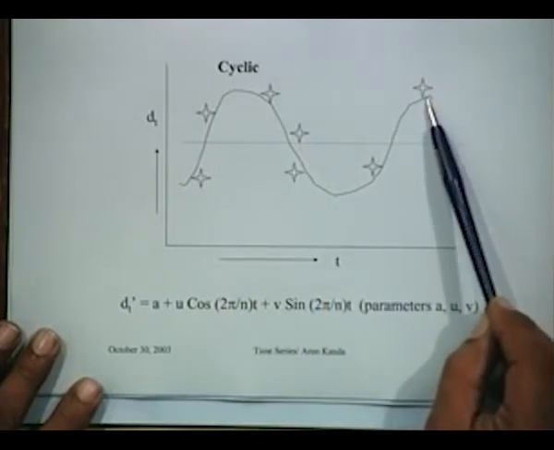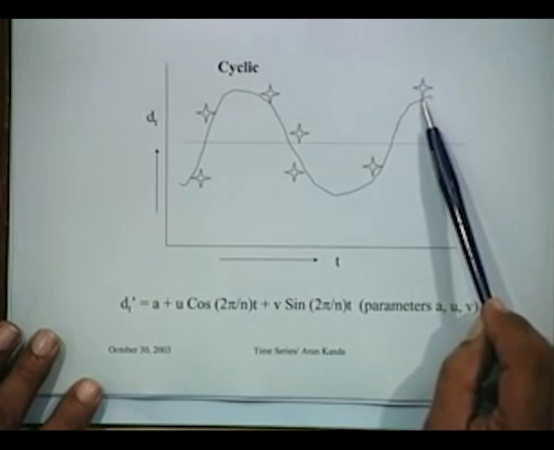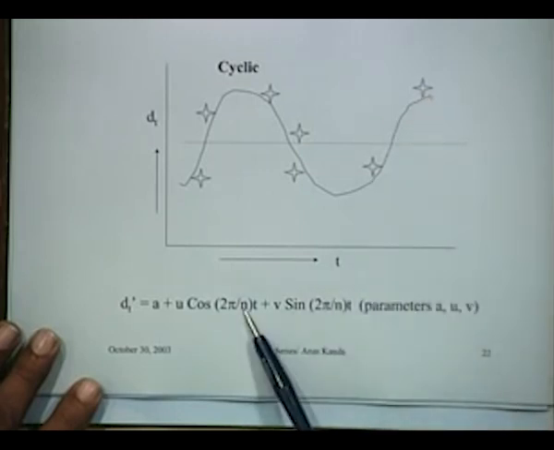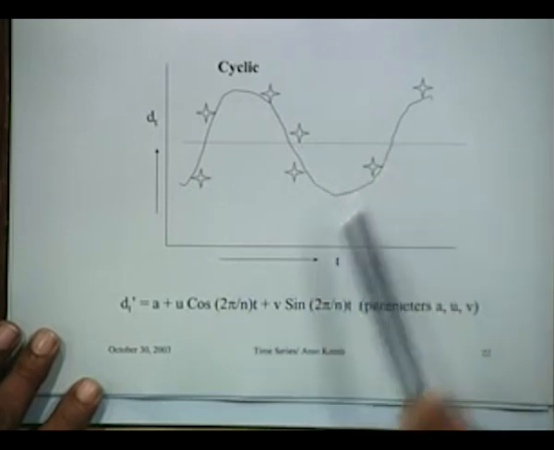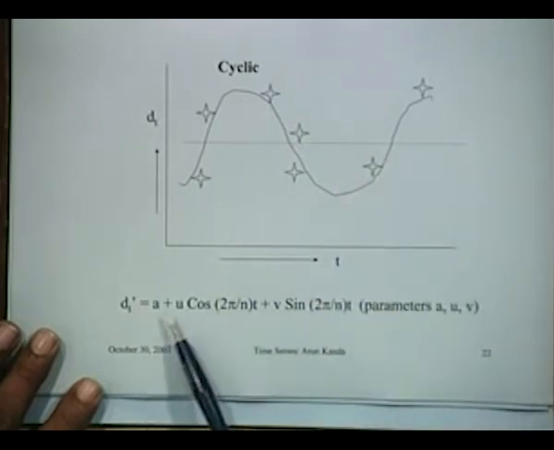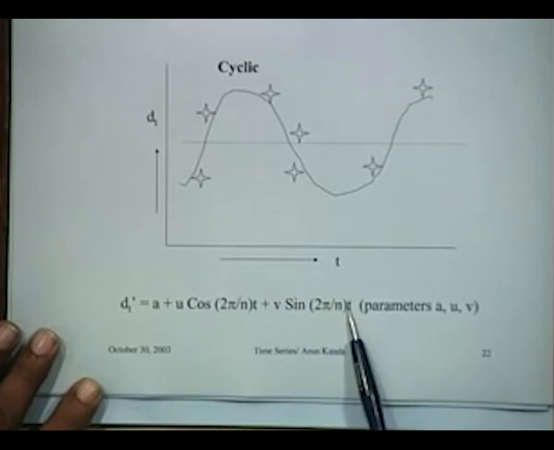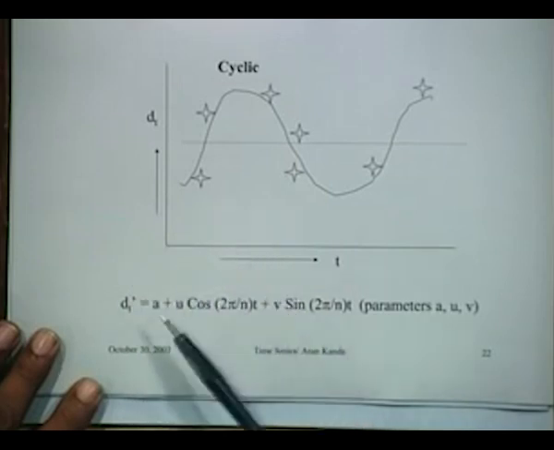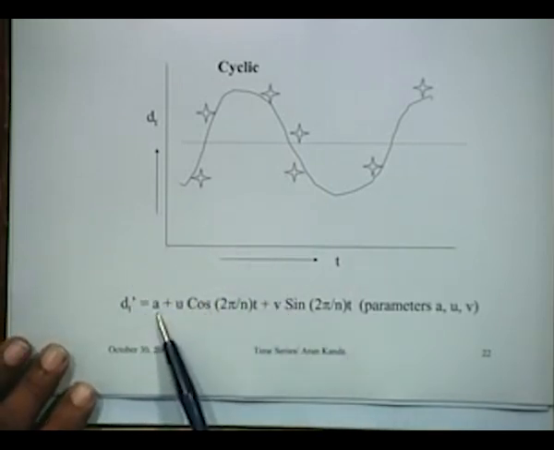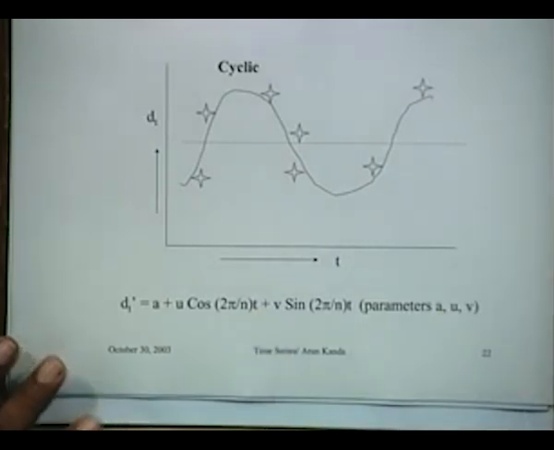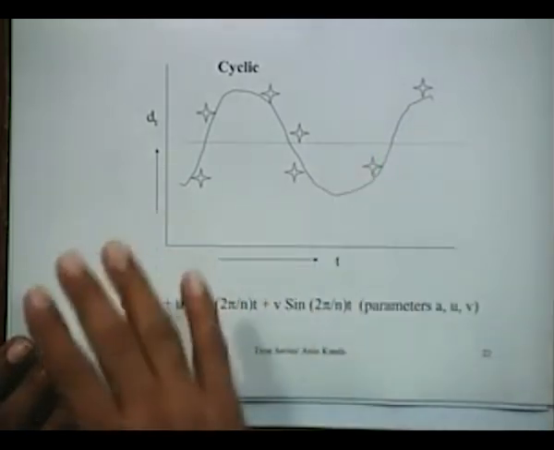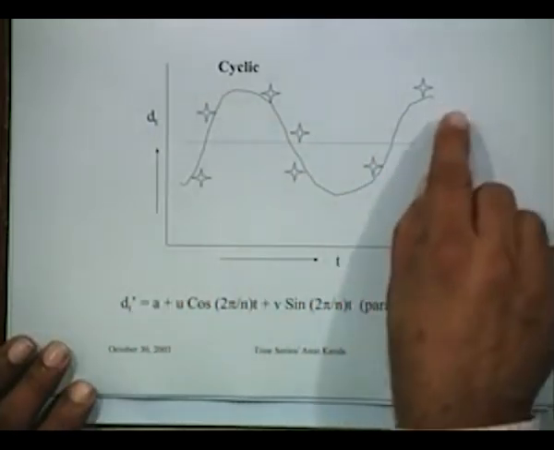So if the periodicity of this particular cycle is capital N or small n, as we have shown here, the equation of this line is d dash t is equal to a plus u cos 2 pi by n into t plus v sin 2 pi by n into t. So if you use this equation in the same manner and compute the least squares normal equations, we can estimate the three parameters a, u and v. There are now three parameters which will be determined again by linear equations. So this is also linear regression, although the function that we are estimating is a cyclic function.